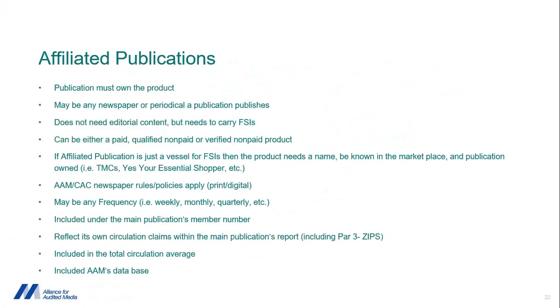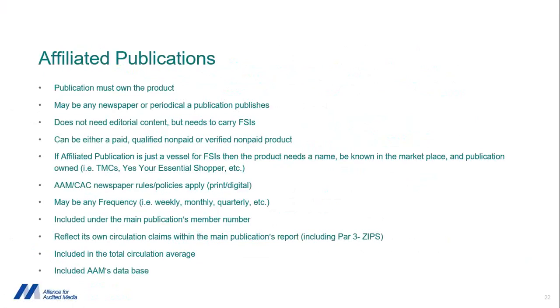It doesn't necessarily have to have editorial content. It could be a vehicle that just handles your FSI. So it could be a cover sheet with a product name on it and have just your coupons inserted, and that can be considered an affiliated publication, as long as it's recognized in the marketplace. A common example would be Yes, Your Essential Shopper. It's basically a cover sheet, has maybe a couple articles, but mostly it is a vehicle to handle your coupons. So as long as it's recognized, you can count it as an affiliated publication.